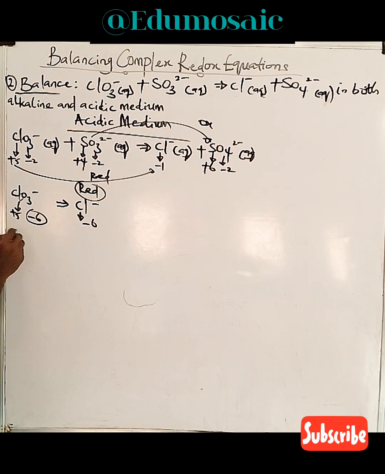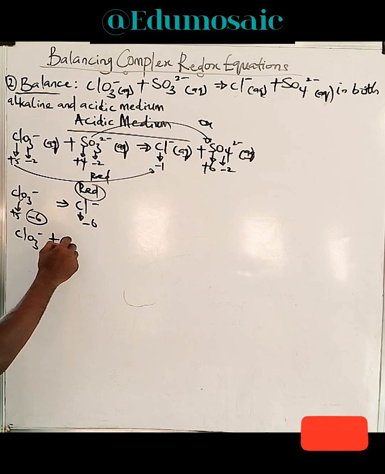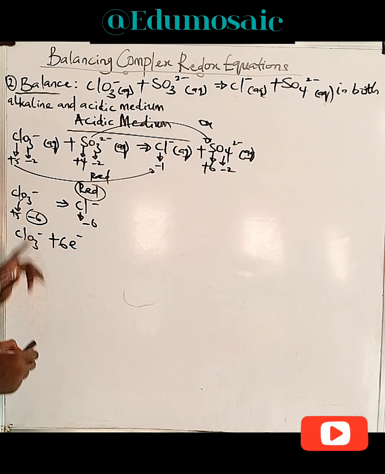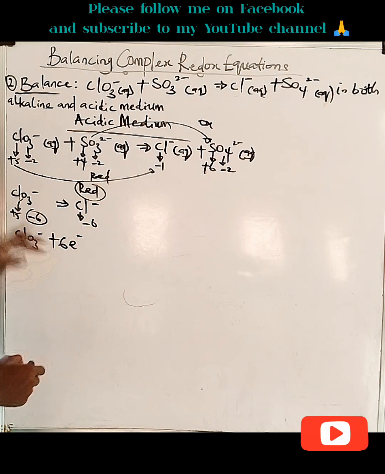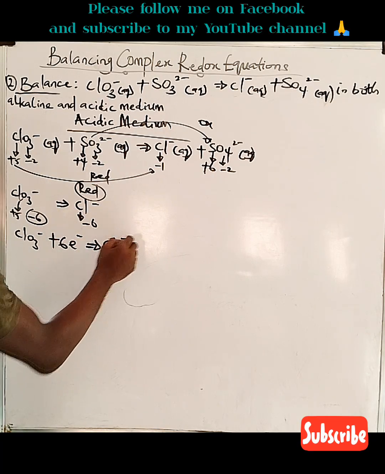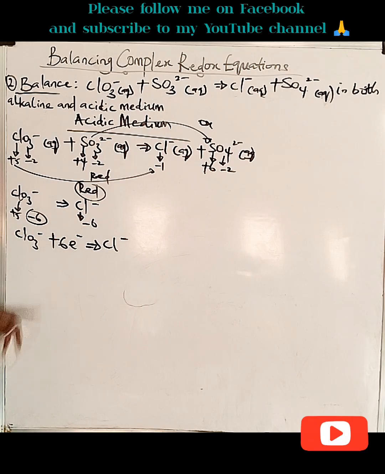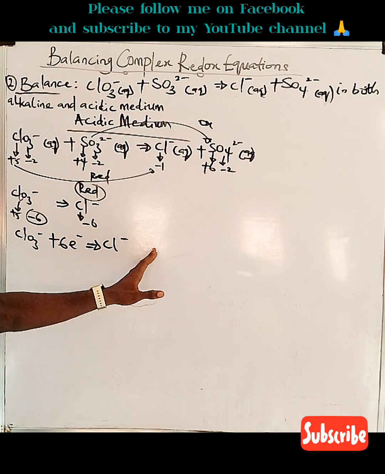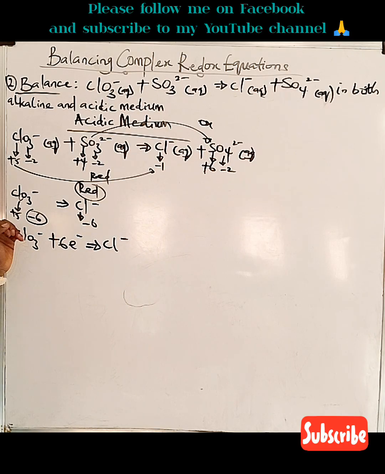So how do we explain that? That's the ClO3 minus, then plus 6 electrons. Don't forget, an electron is minus 1. So plus 6 electrons is 6 times minus 1, which gives us minus 6. So when we have this, we end up having Cl minus. When you look at this, the chlorine here is one atom, chlorine here is one atom, so chlorine is balanced. There's oxygen here, but there's no oxygen here. That's where we have an issue. So we have to look for a way to balance out this oxygen.